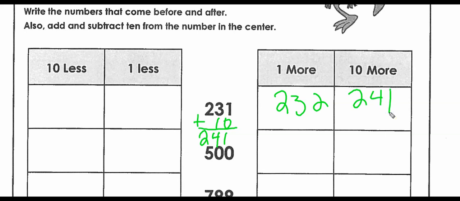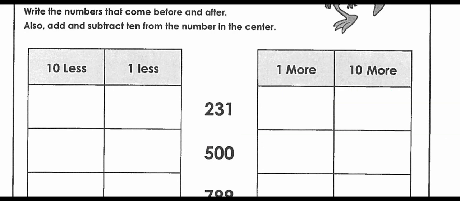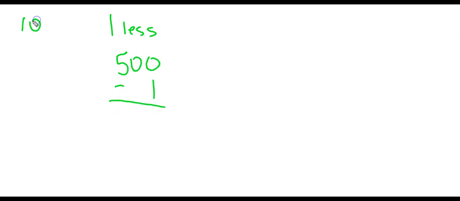Okay, it's a little tricky when you have a whole bunch of zeros like 500. Let's go ahead and do that, and then you guys can do the rest. 500, right? So let's have it here then. 500. It says 1 less, so 500 minus 1. And then 10 less, 500 minus 10.